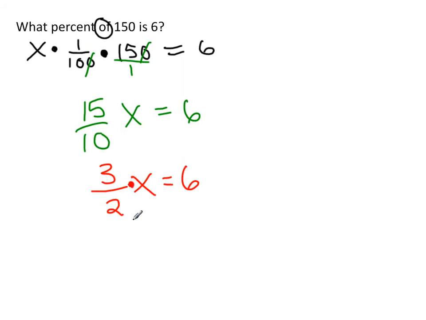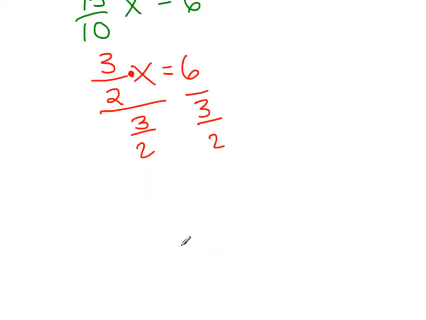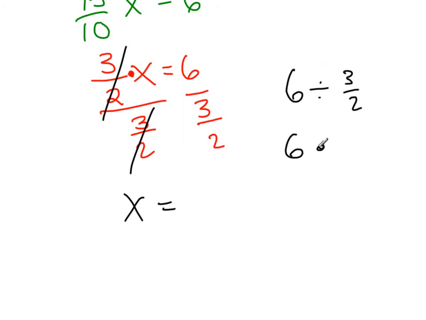Now it's 3 halves times x, so to undo it, we divide by 3 halves. And what we do to one side, we have to do to the other. So now we have x is by itself, because the 3 halves cancel out. And we have 6 divided by 3 halves. Whenever we divide by a fraction, instead we keep, change, flip. And sure enough, 3 can go into 6 twice, and we have 2 times 2 is 4.